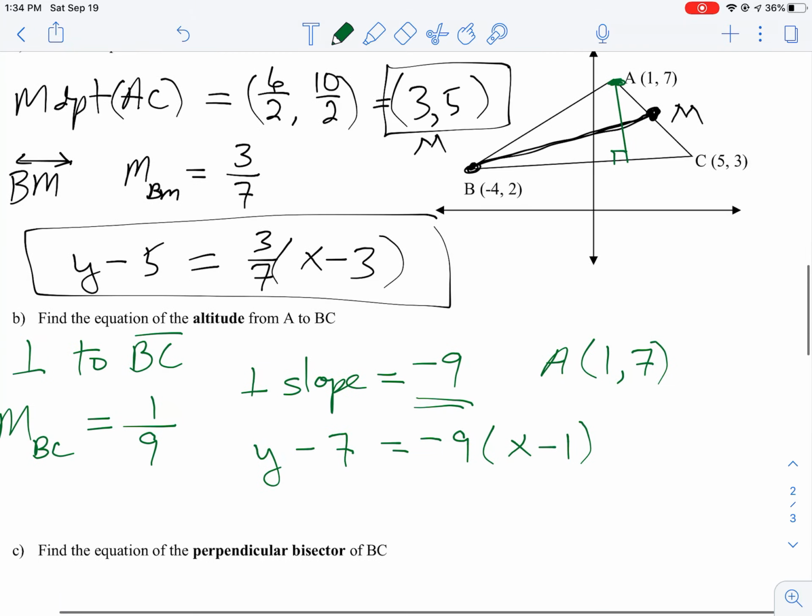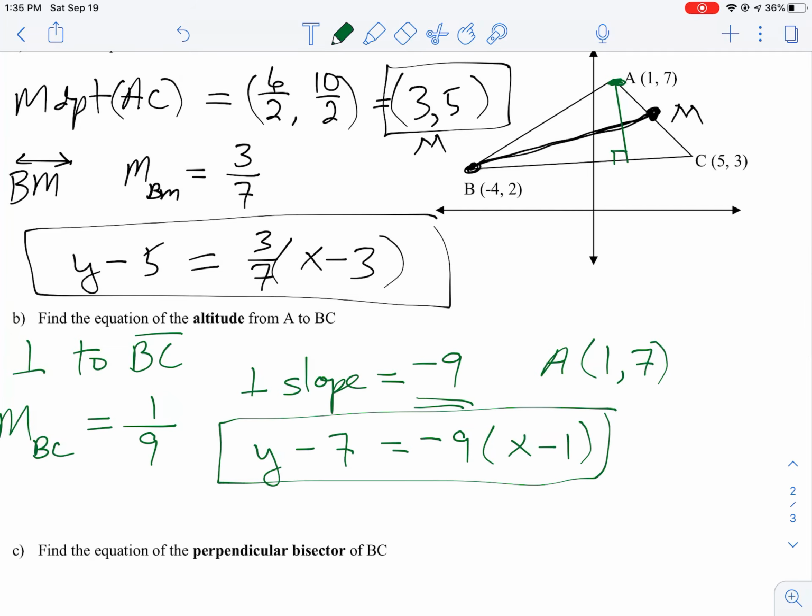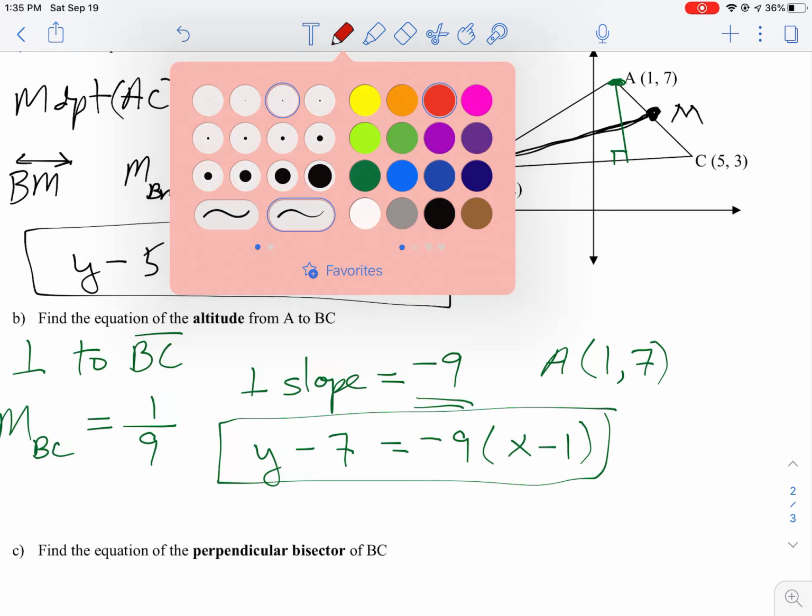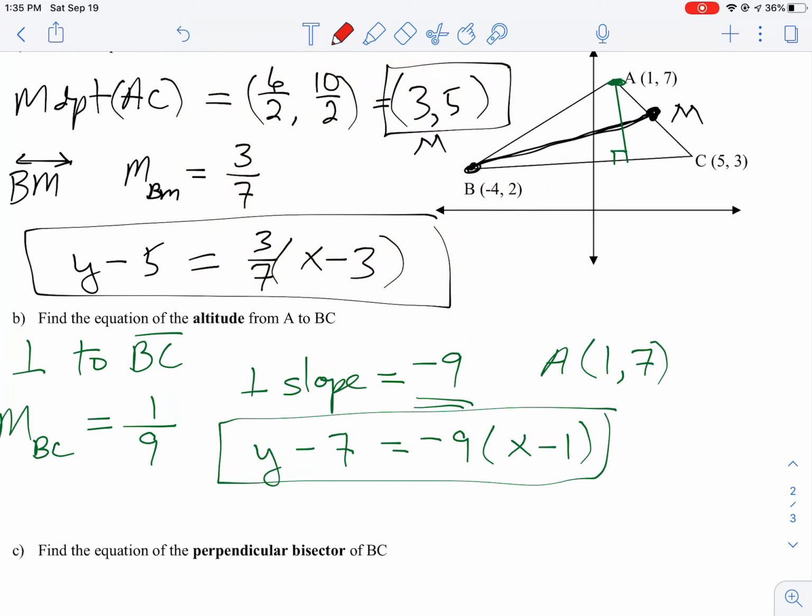Now, you could leave it like that for sure. So I'll put a box around it, say we could leave it like that. However, if the question does say something like write it in slope intercept form, well then you might have to go further. So I'm going to go a little bit further to put it in slope intercept, even though this question doesn't say to do that.